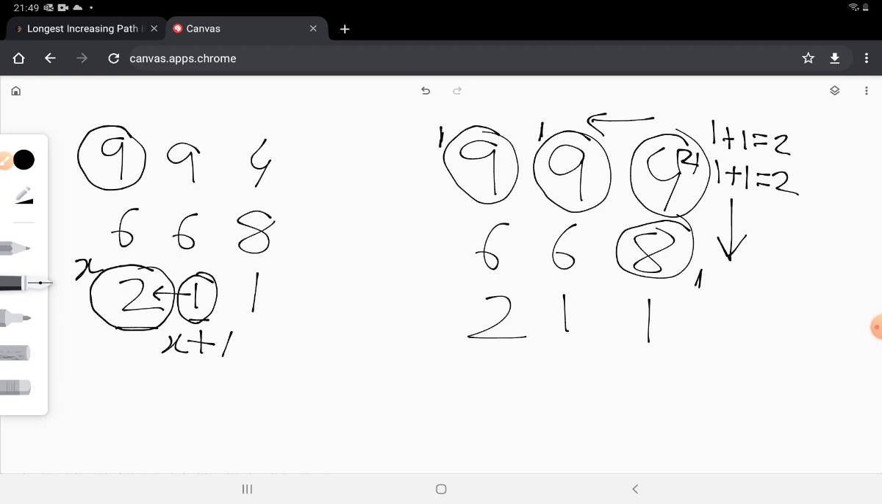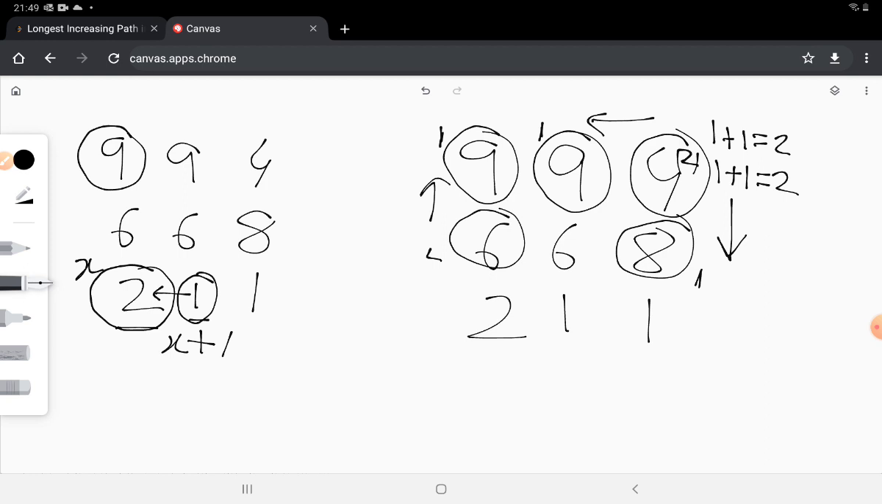Now let's move forward. Let's come to this 6. Now from where all can we go to this 6? From 6 we can go to this 9. We cannot go to the 6 again because it has to be larger and 6 is equal, and we cannot go to this 2 again. So based on this single step to 9, the longest increasing path over here is 2.